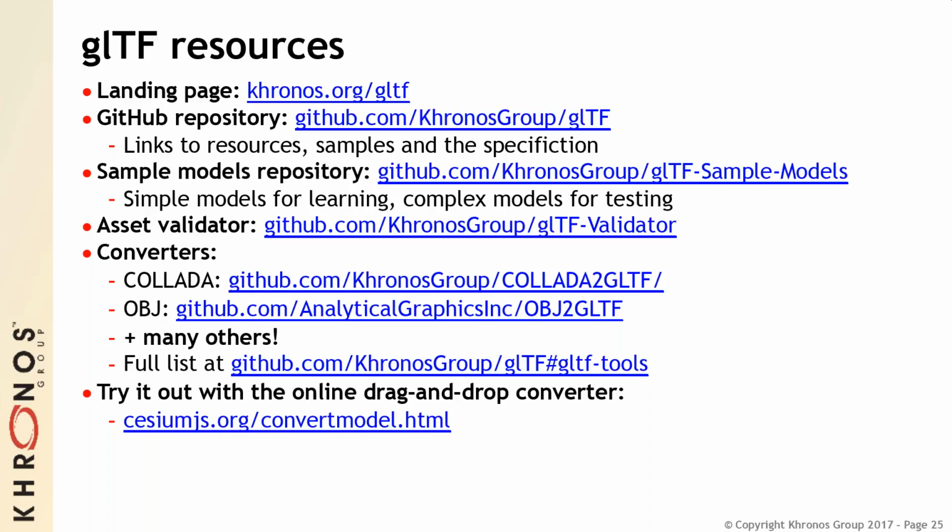There's also a converter for OBJ files, because that's a very common export format for plain geometry data, and you can also just drag and drop an OBJ file into an online converter and convert it to glTF. The link for this online converter is also mentioned there. It's provided by Cesium. This also includes a viewer, so you can directly drag and drop your Collada files, for example, and see a preview of the resulting glTF asset, and also download the resulting glTF asset.